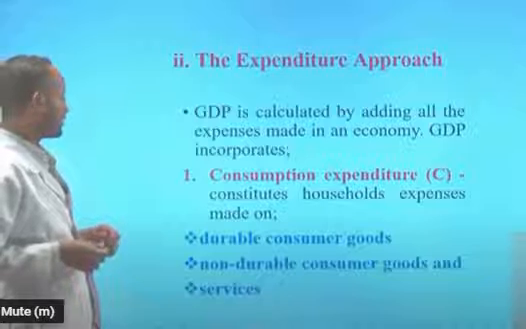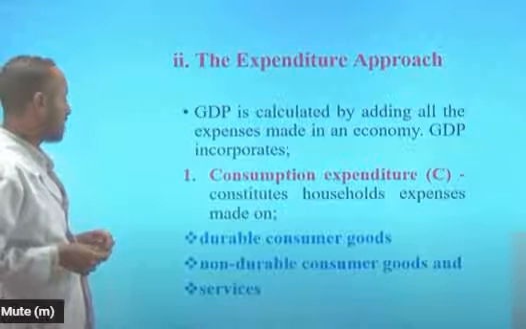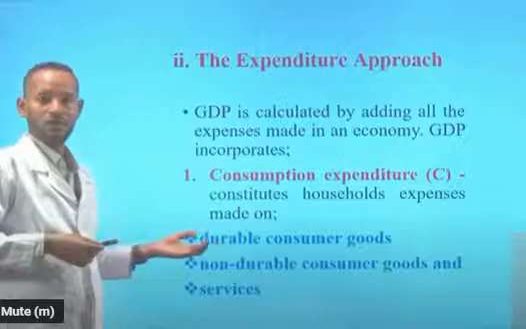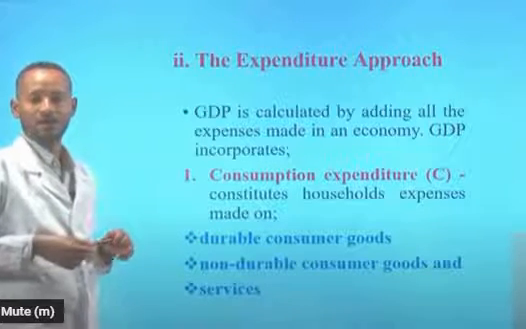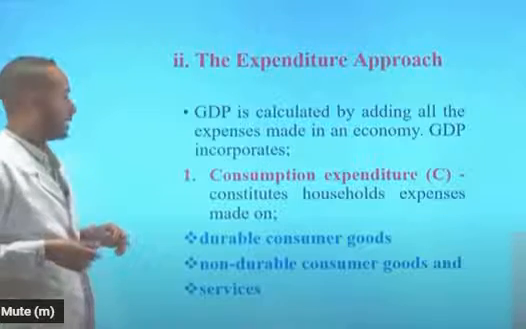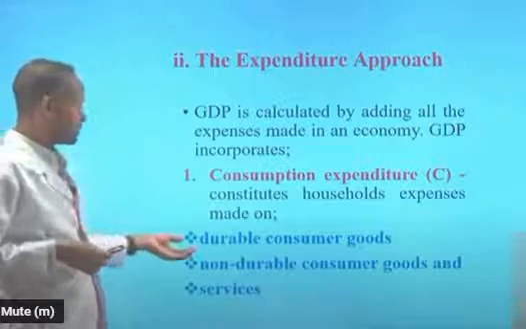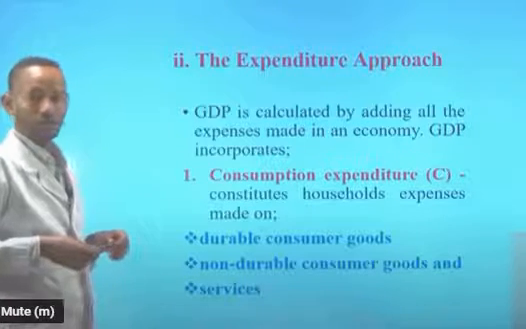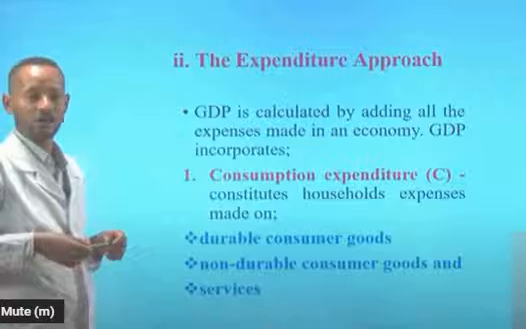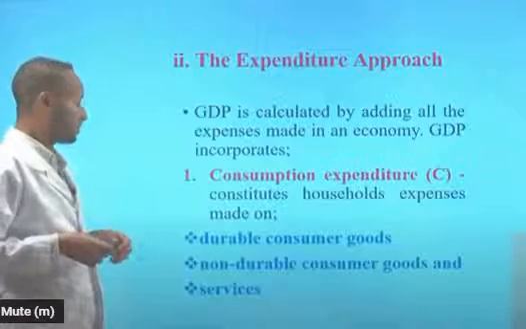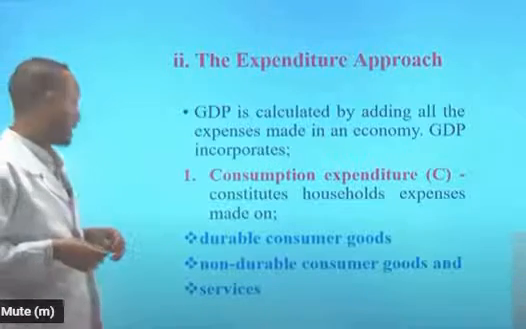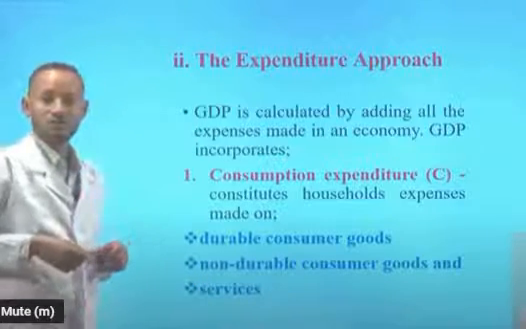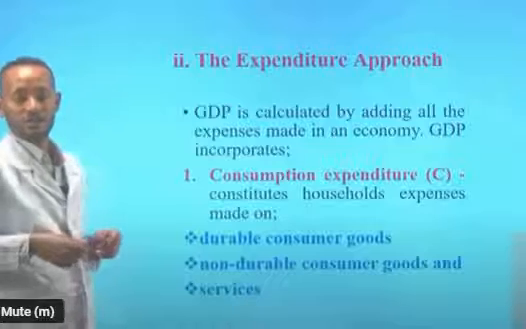The consumption expenditure constitutes households' expenses made on durable consumer goods, on products that we can use for a longer period of time, like furniture, television, table, and the likes. And the non-durable consumer goods are those goods that we cannot use for a long period of time, which are perishable, such as potato, onion, tomato, and the likes. And the last one is service. The service expenditure constitutes education service, health service, and the likes.